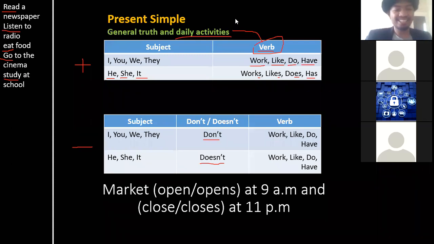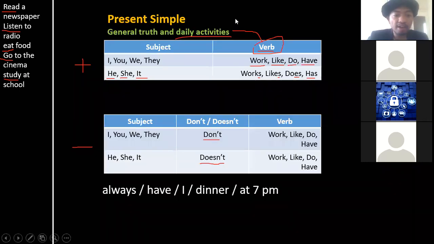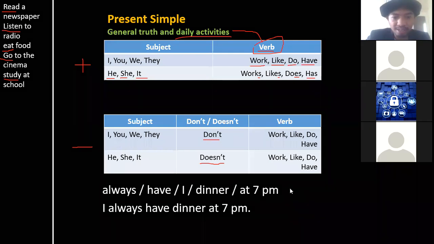Okay. Round number 2. Like this. Always have I dinner. You make into order. I always have dinner. Okay. Like this. For this, I always have dinner at 7 p.m. Very good. Okay. I always have dinner at 7 p.m. You can look. I come here. Always come here. Have here. Dinner here. At 7 here. Okay. Understand? All right.